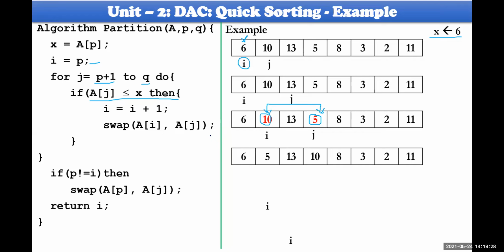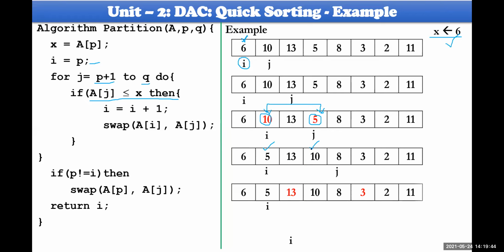Okay. Then obviously the elements are going to be swapped here. So here swapping was operated. Then j will be moved to the next location. So now the pivotal element is already 6 only. The pivotal element has not been changed. So therefore a of j, that is 8, is less than or equal to x, false again. So now the j value is 3. 3 is less than or equal to x. So yes, this condition is true.